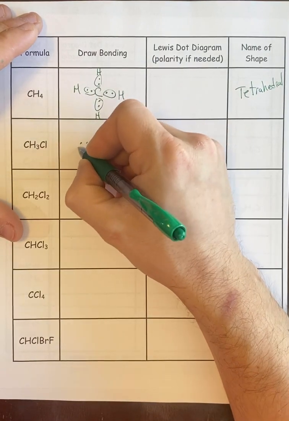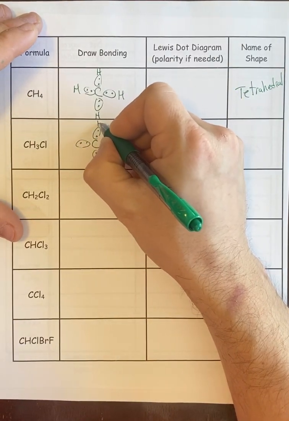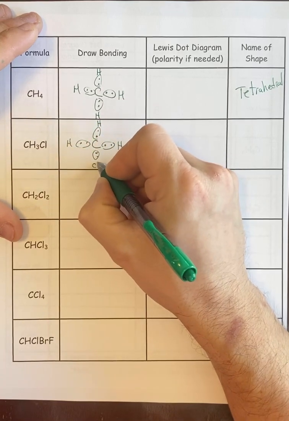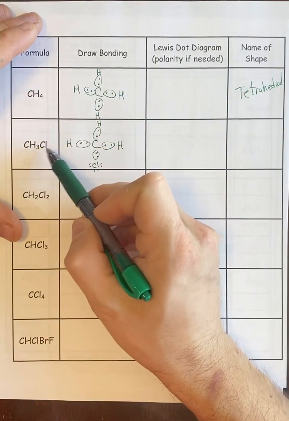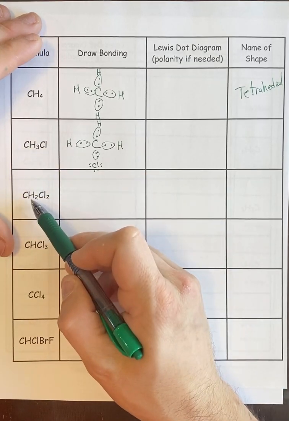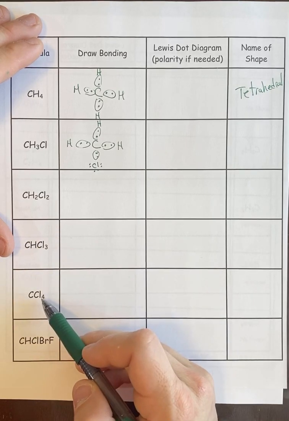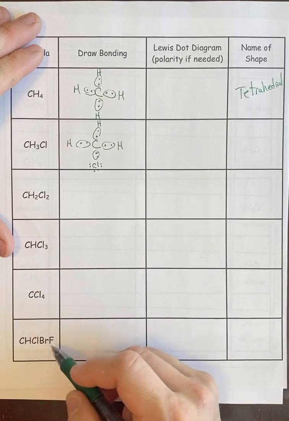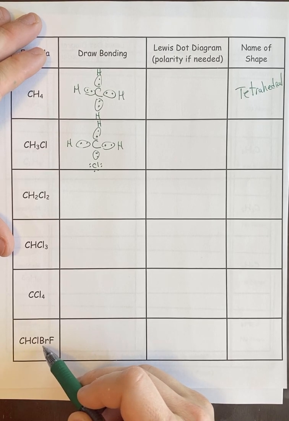It's still going to make 4 bonds, but one of them, it doesn't matter which one, it's going to be a chlorine. So I lost an H, I gained a chlorine. Here I lose another H, I gain another chlorine. Lose another H, gain another chlorine. Lose the final H, gain another chlorine. And then this one looks hard, but it's not. It's a carbon bonded to an H, a Cl, a Br, and an F.